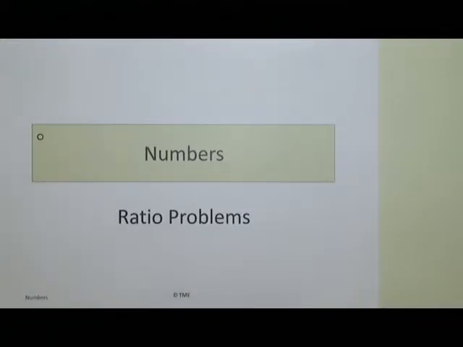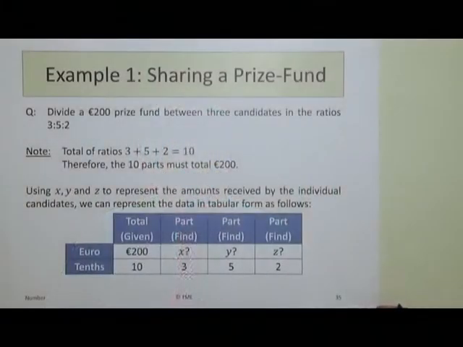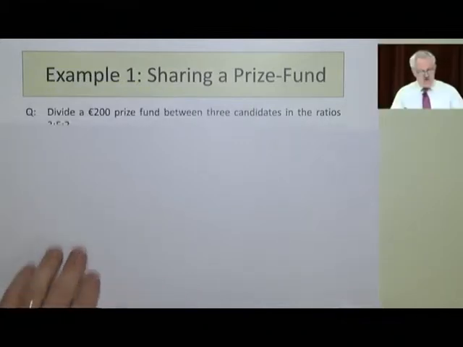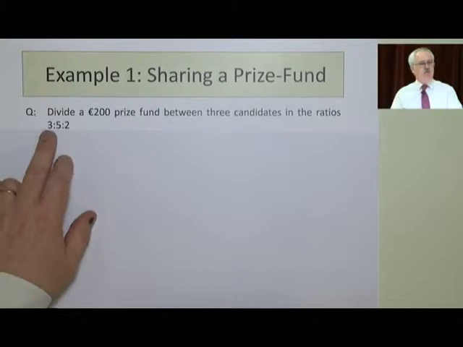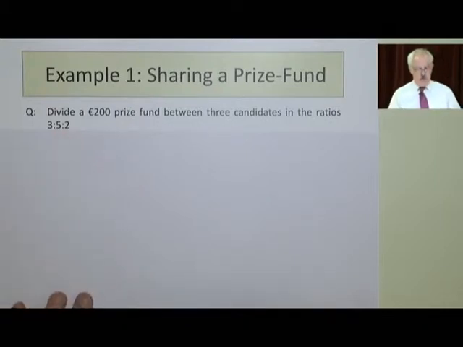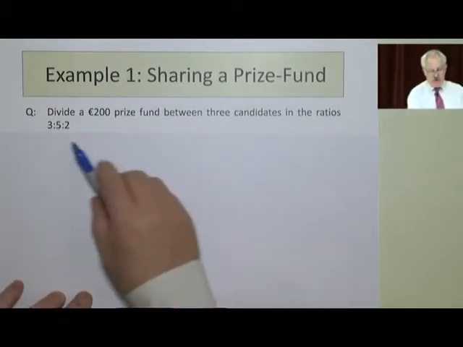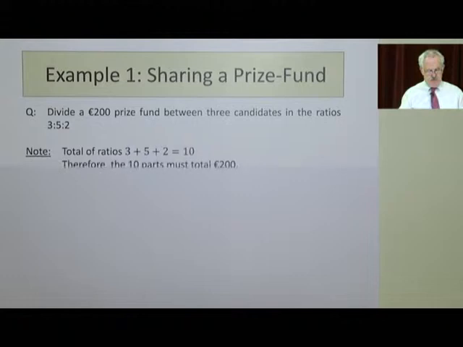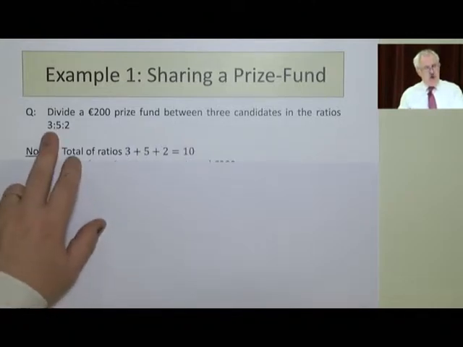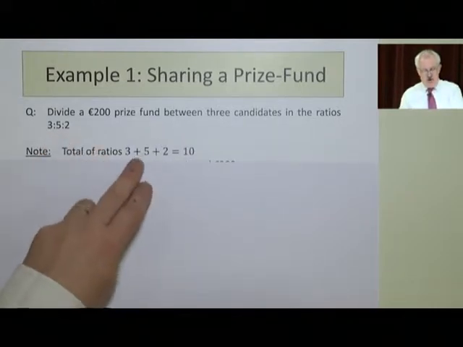Let's continue with ratio problems now. What we're going to do is see if we can solve this using the method. And here's an example. Divide a €200 prize fund between 3 candidates in the ratio 3:5:2. So 3 people bought tickets, one got 3 shares, then 5 shares, then 2 shares, and you want to divide the €200 between them. The total of the 3 numbers, 3, 5 and 2, you add up.